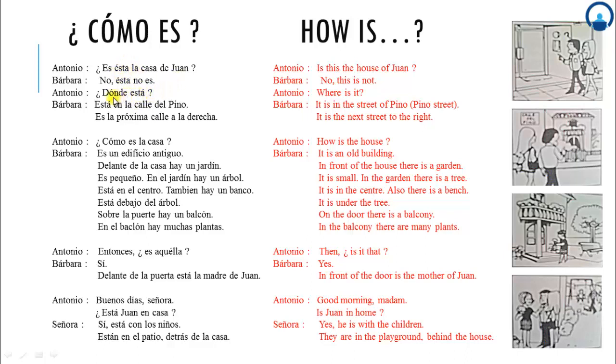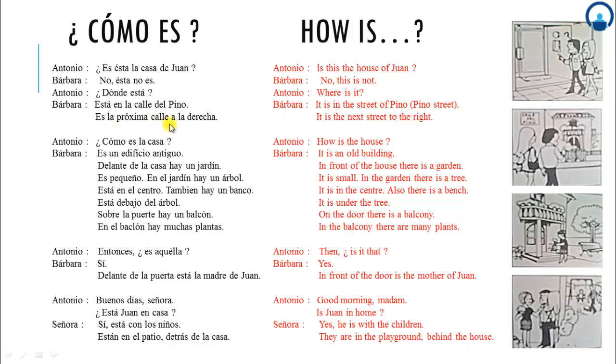Okay, let's move ahead. ¿Dónde está? Where is it? Está en la calle del Pino. It is in the street of Pino. In bracket I've written the Pino street. That means over here we have written la calle del Pino. The literal translation is la calle del Pino, that means the street of the Pino. But in English we don't say it like that. We say Pino street. So you can use any of the ways you like.